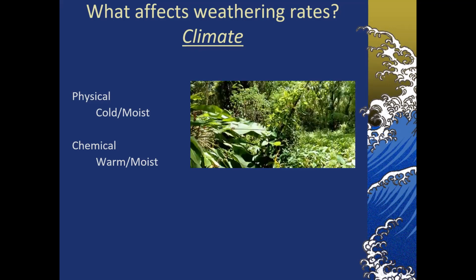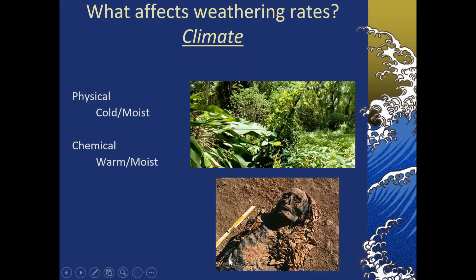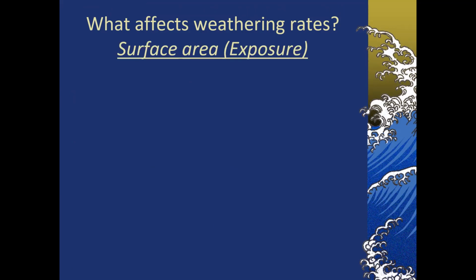So again, here are some examples. What I was trying to show here is the moisture level. In a dry climate, not much is going to get worn away, not much is going to change, but in the warm, moist climate, we'll have lots of weathering.